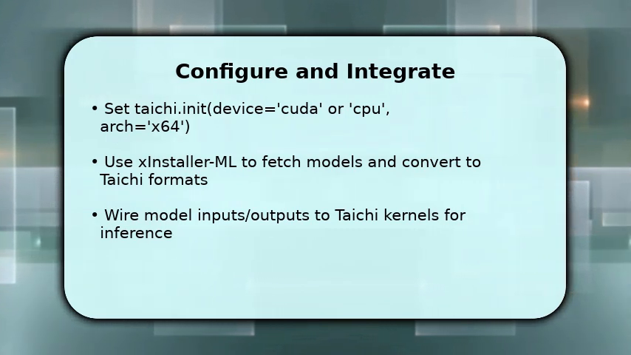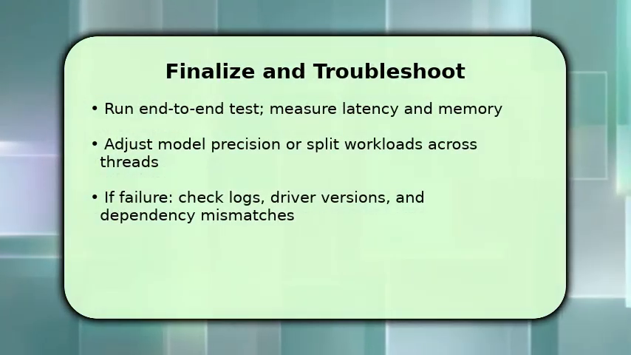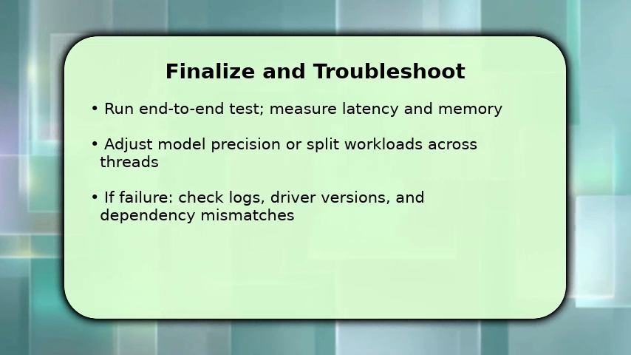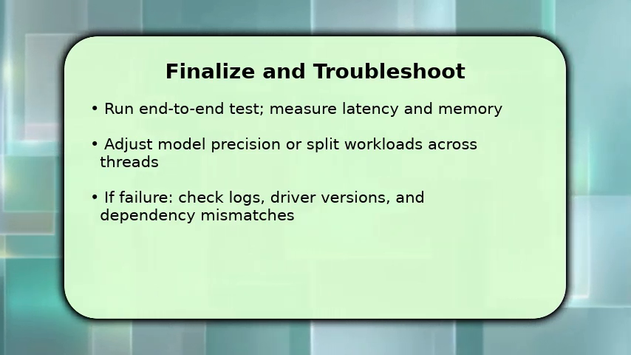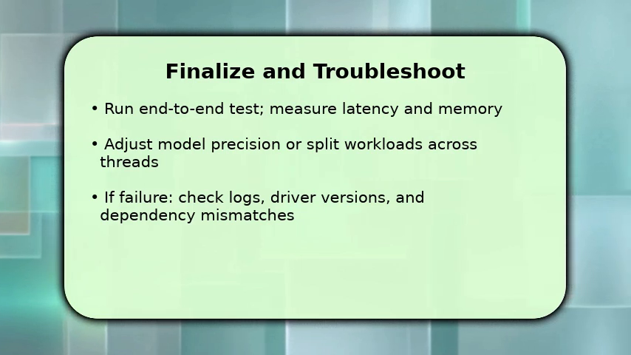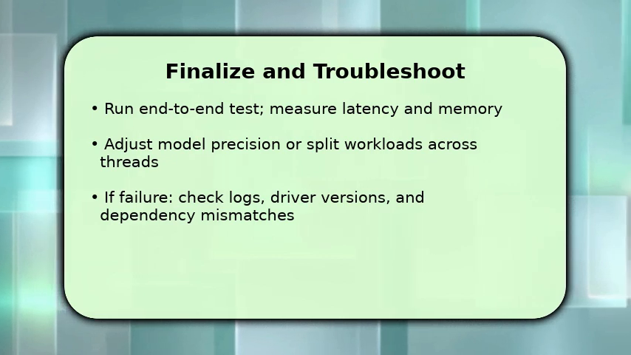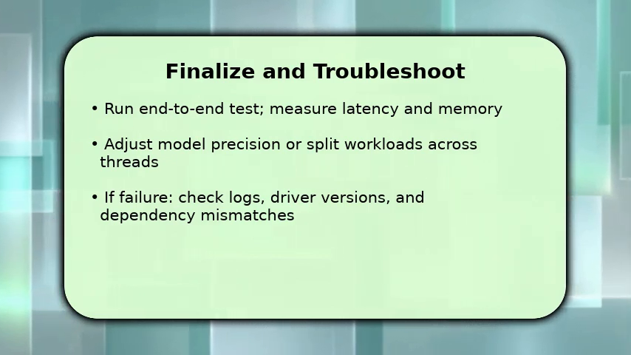You finish by running an end-to-end pipeline test and measuring latency, throughput, and memory use to validate the integration. If results are good, package the workflow in a script or container. If not, progressively reduce model precision or split workloads across threads and Taichi kernels to isolate bottlenecks.